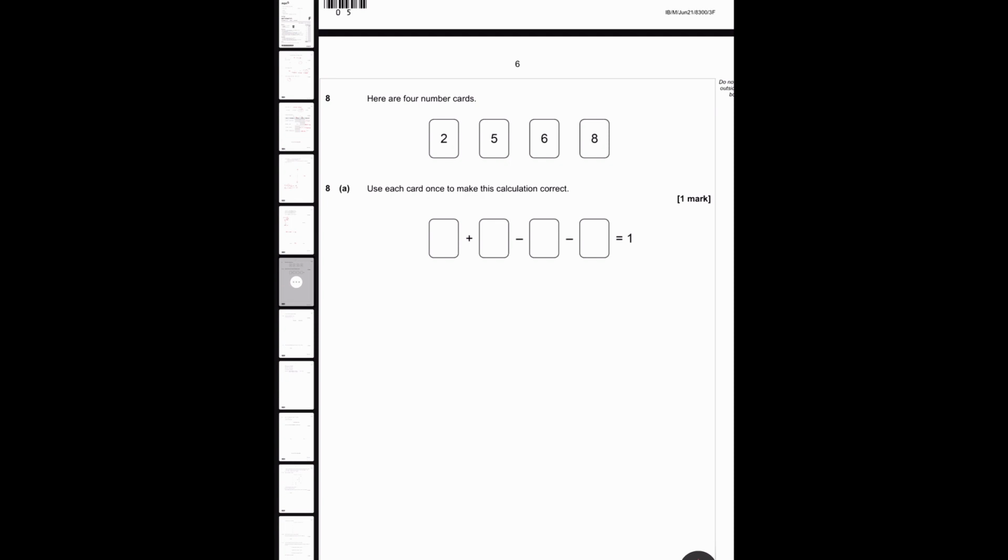If we add 5 and 6 together, we get 11, and if we take away 8, that gives us 3, and then if we take away 2, that gives us 1, so our answer is 5, 6, 8, and 2.